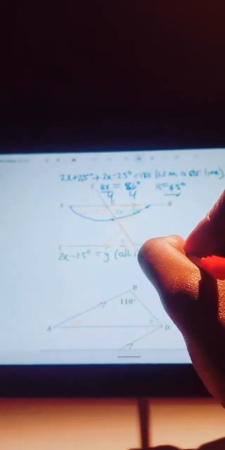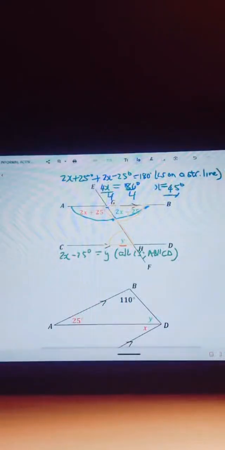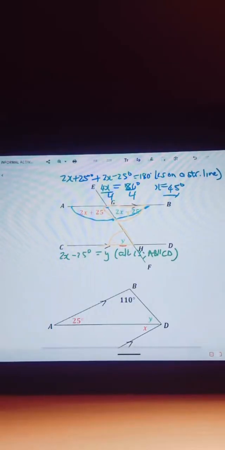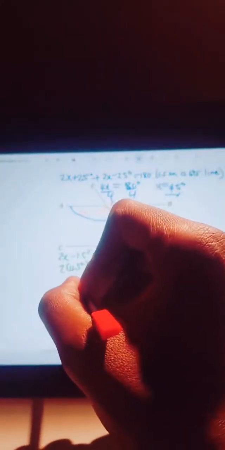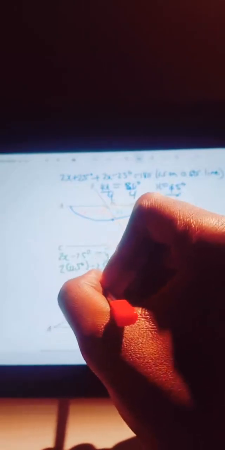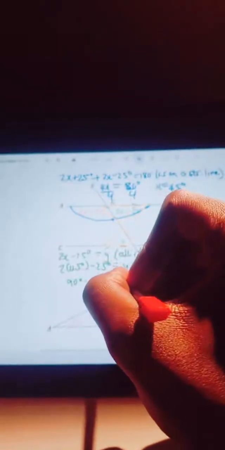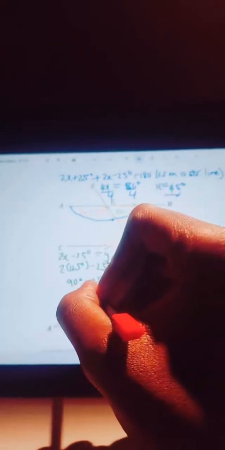AB is parallel to CD. Yes, very good, Jinduli. And very good to all the others who've basically seen this and have done it correctly. Then we know that 2 times 45, substitute, which is basically 90 minus 25, which is equal to 65 degrees.